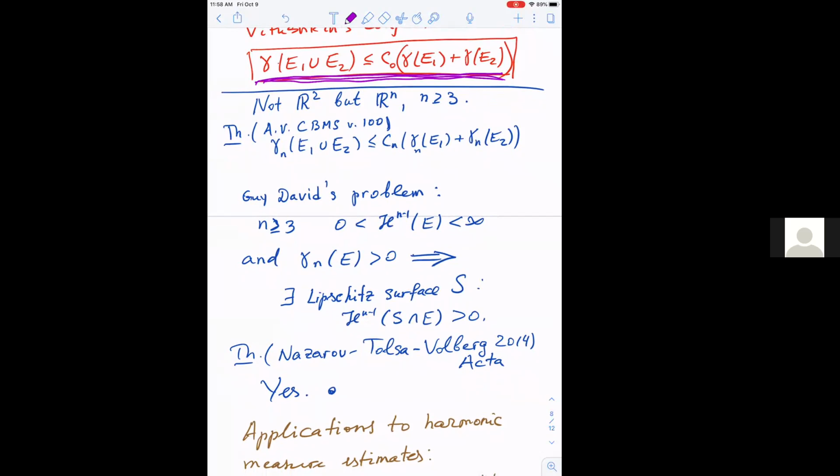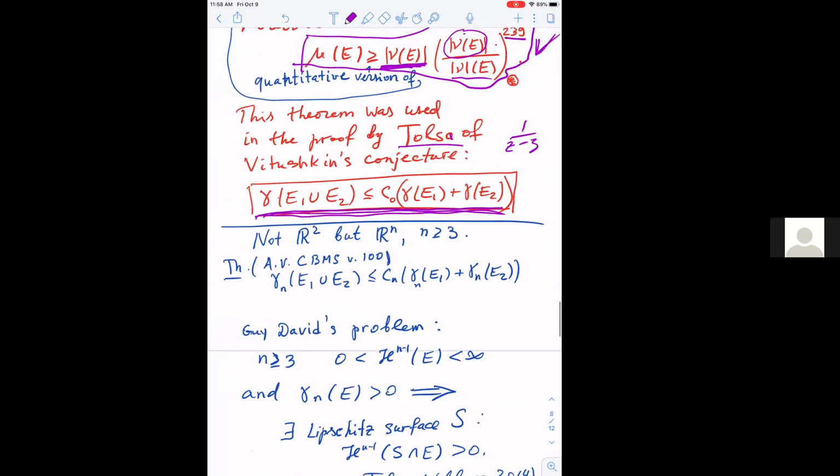Yeah, I'd like to ask a question. Yes. So in this theorem that is still on the screen here, gamma n of E1 union E2, what is the nature of those constants? This one? Yeah, for instance. In the theorem, I think it's very large.